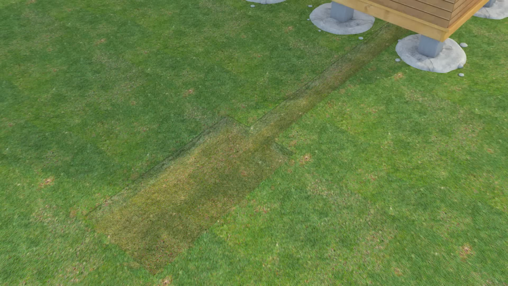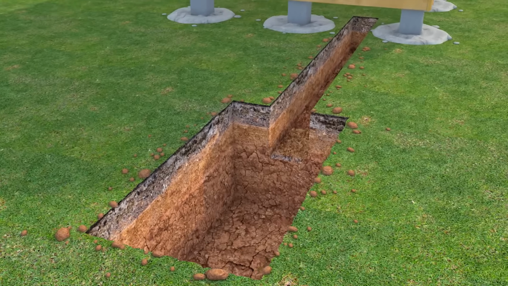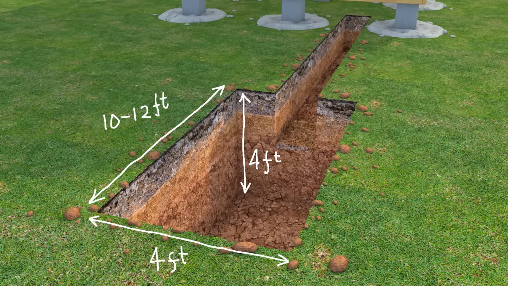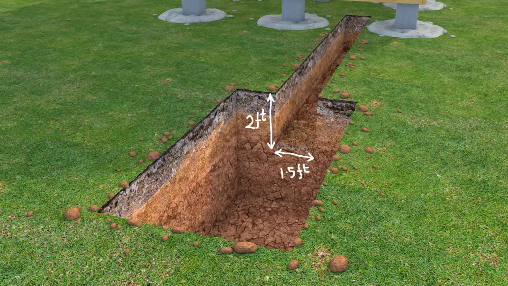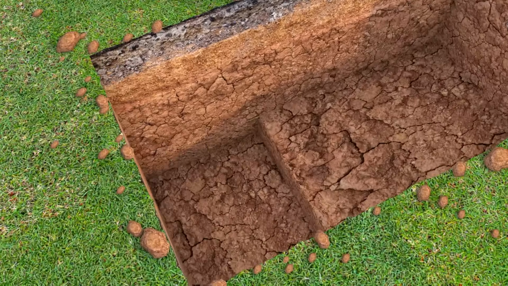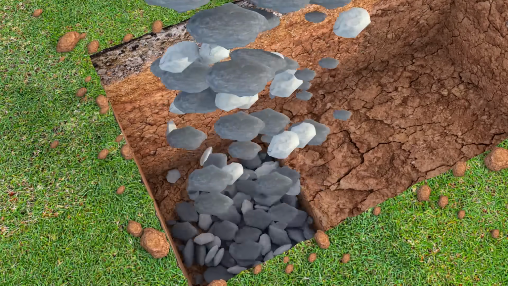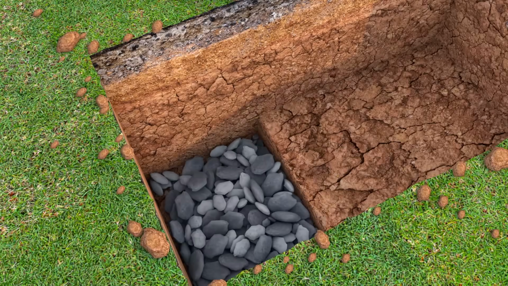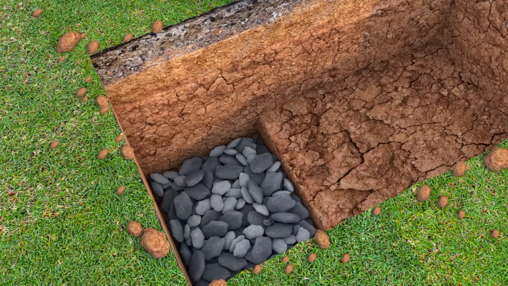After choosing the right location, dig a hole that is 4 feet wide and 10 to 12 feet long, with a depth of 4 feet. The hole for the drain pipe can be 2 feet deep and 1.5 feet wide. Add 1 foot of depth on the side you will put the leach field barrel and add 6 to 12 inches of stone for the gravel base. This allows effluent to filter down into the soil properly.